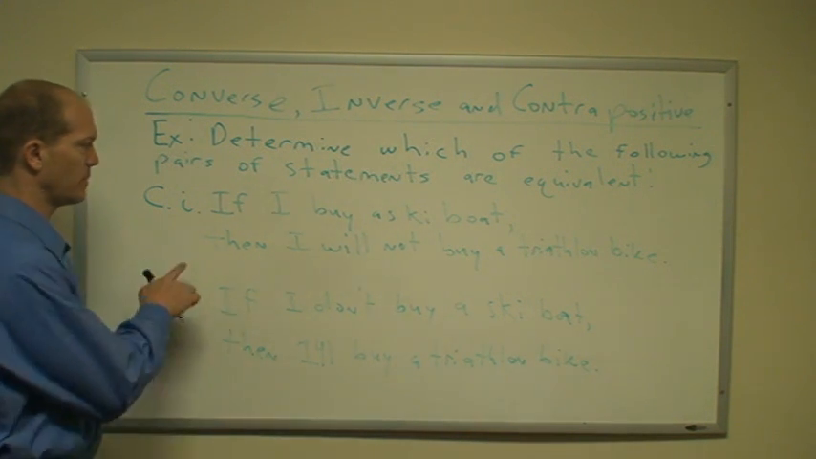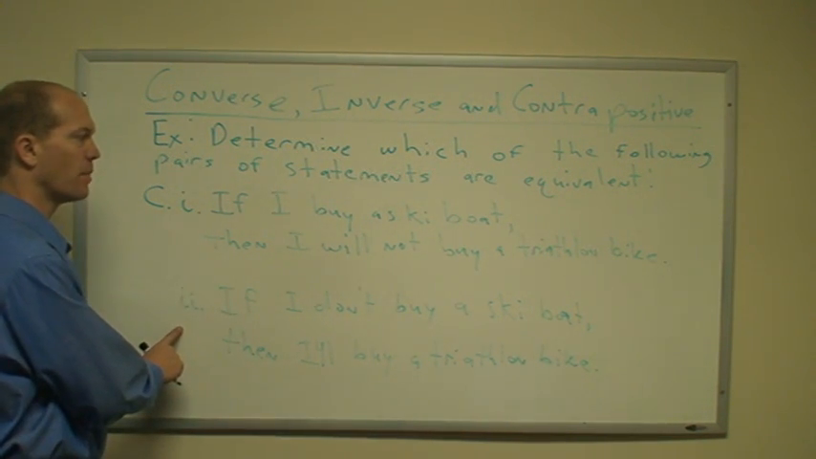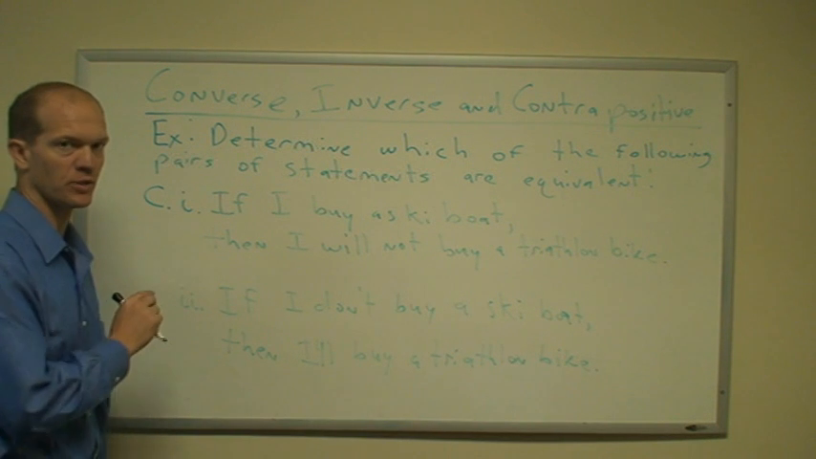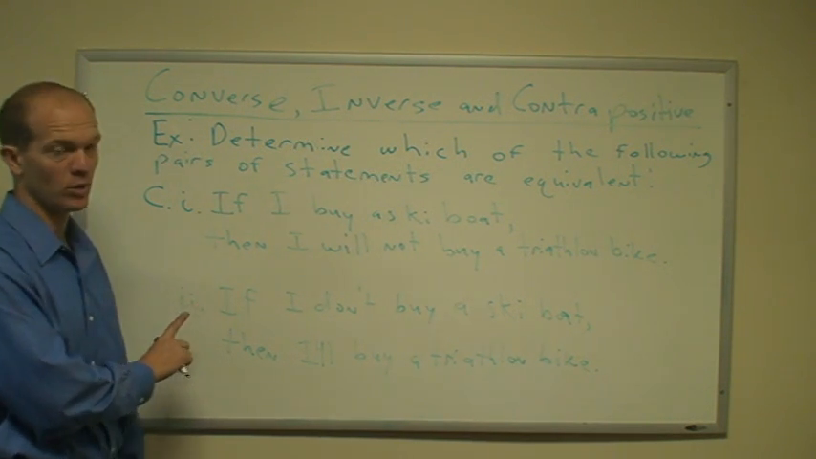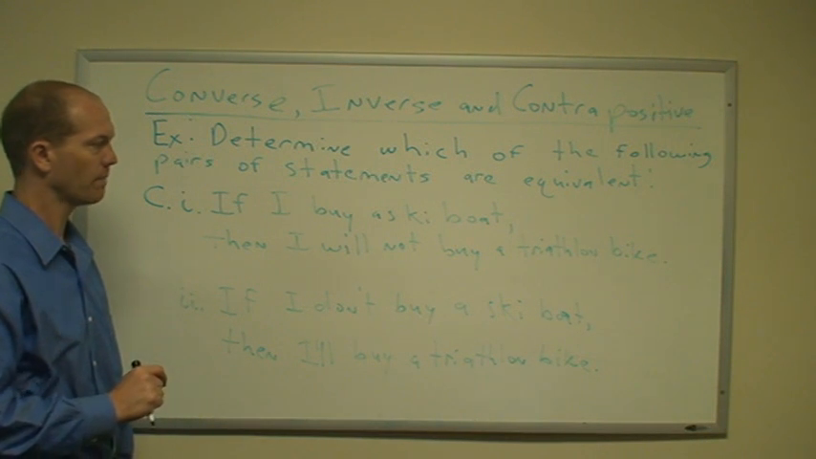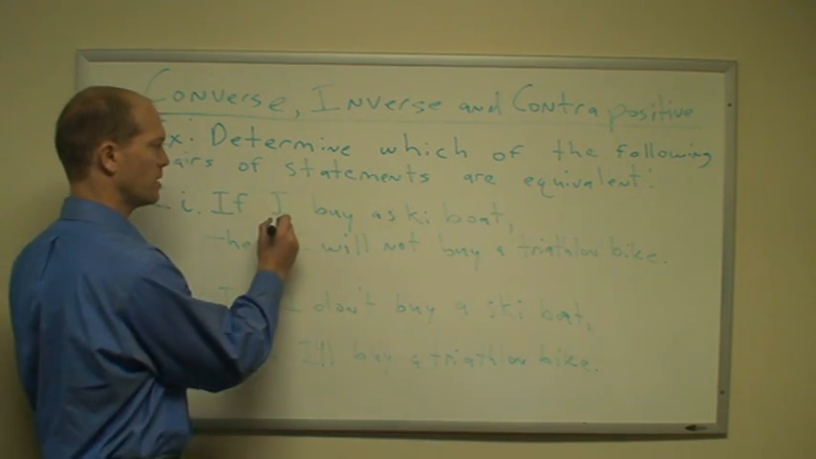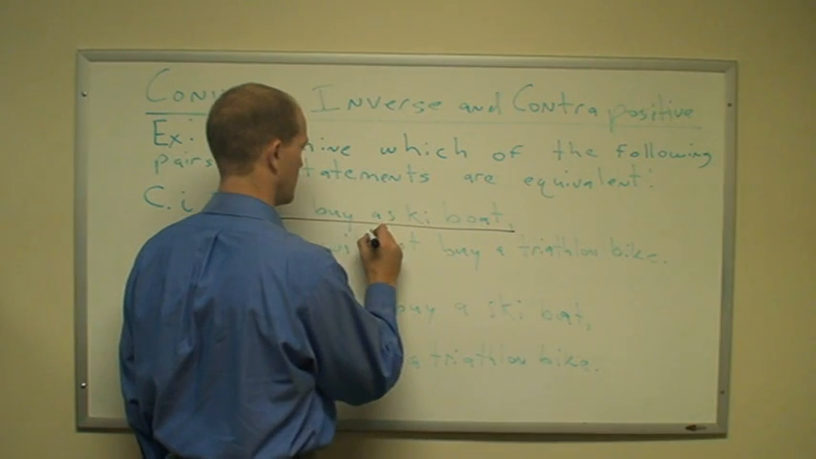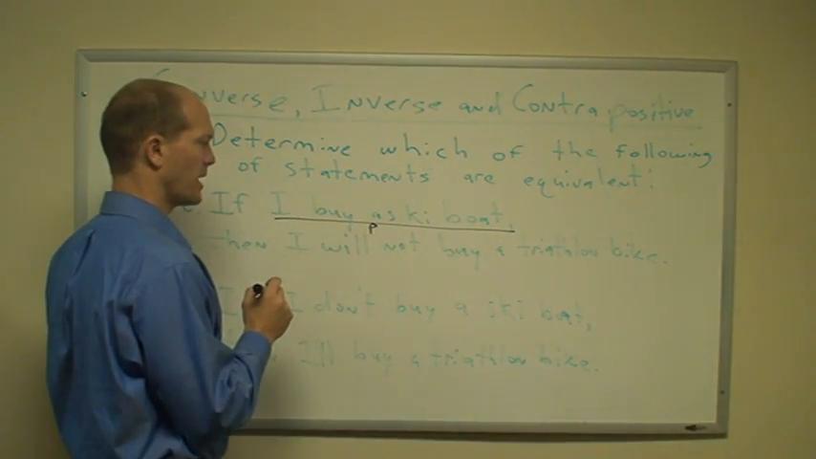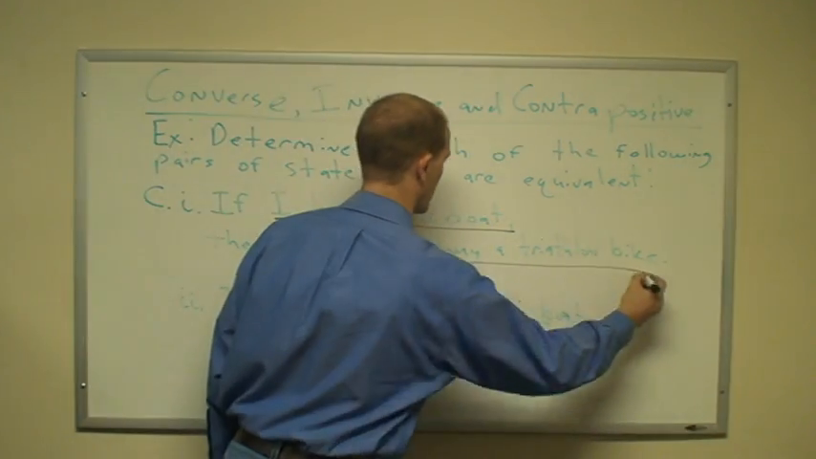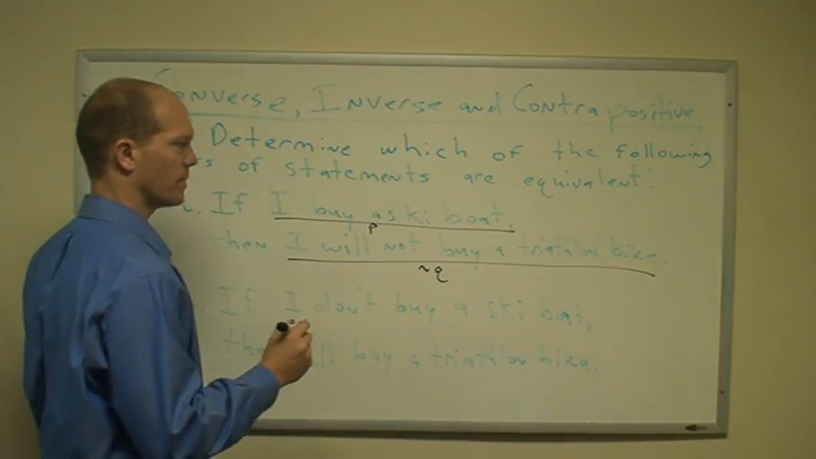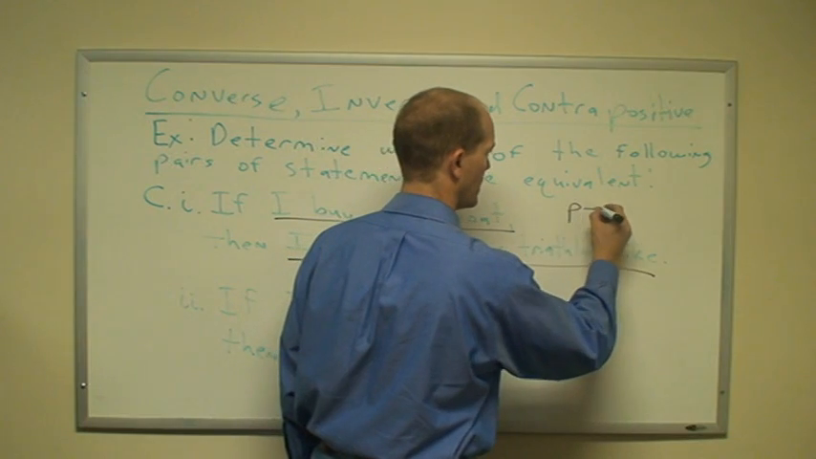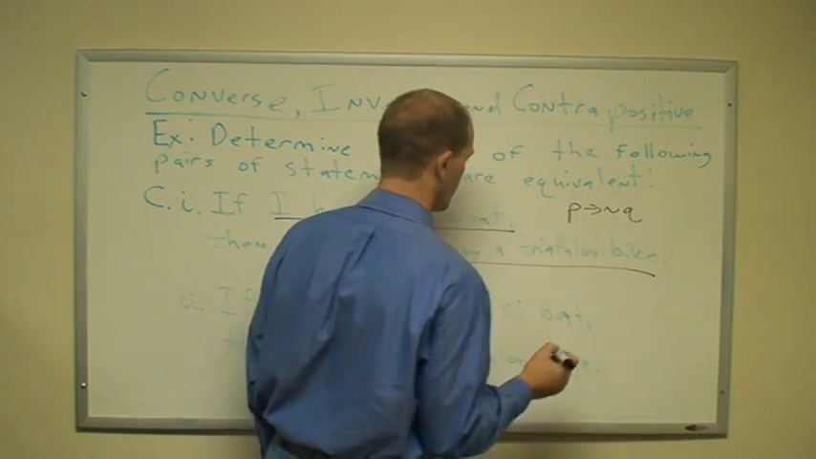Continuing with this example, let's compare these two statements. If I buy a ski boat, then I will not buy a triathlon bike. I want to compare that to the statement, if I don't buy a ski boat, then I'll buy a triathlon bike. Looking at this first statement, I can write this as, with P as I buy a ski boat, and not Q as I will not buy a triathlon bike. This looks like if P, then not Q.